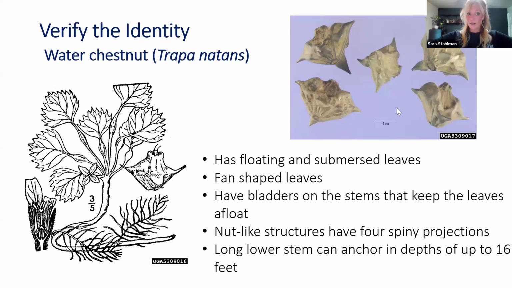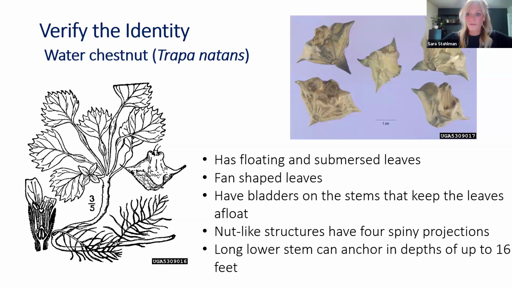So we then have to verify the identity so that what is in the report is actually what is out there in the environment where it's being reported. And so again, this is all information from the app. So this can help you if you open up like the water chestnut species profile. It can help with the identification process.